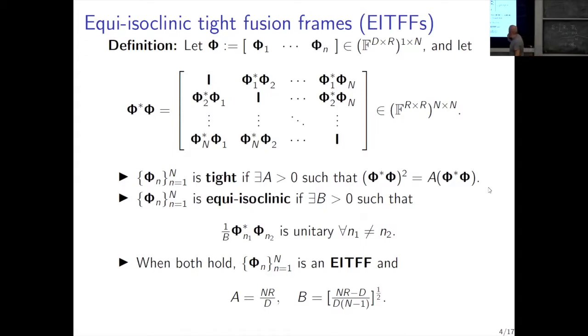When both of these things hold, which if you're not in the graph theory community, DRACKN is distance regular antipodal cover of the complete graph. And so I'll be defining those in an upcoming slide as a generalization of a strongly regular graph. When both of these properties hold, when you have again that this matrix here is basically a scalar multiple of a projection, and all the off-diagonal entries are all a common scalar multiple of a unitary, then you get what's called an equi-isoclinic type fusion frame, and it turns out you have absolutely no choice for what the scalars actually have to be in this case.